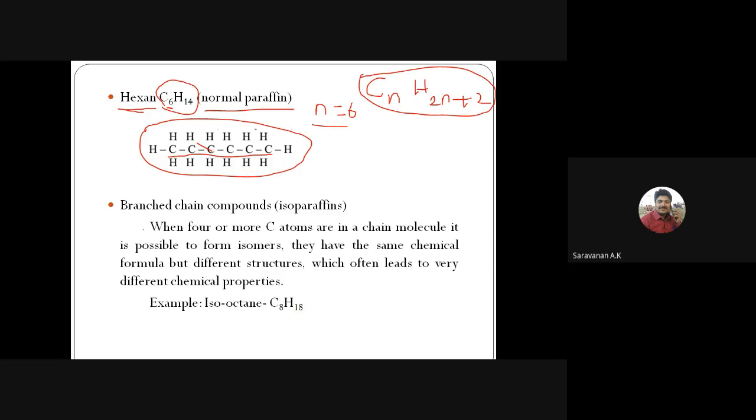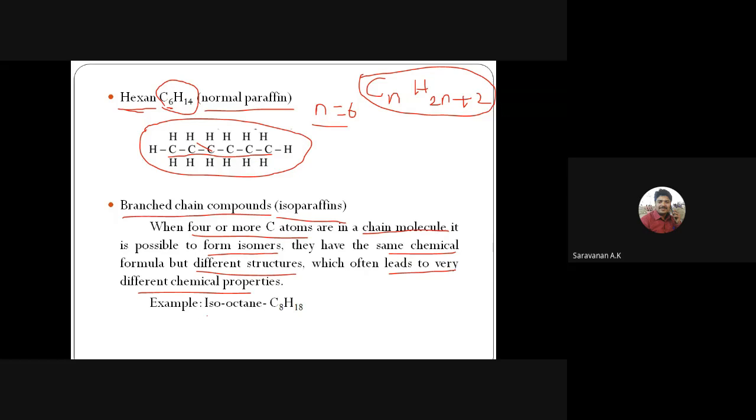Then the second one is how the atoms are arranged: the branched chain compounds, called isoparaffins. If it is a straight chain compound, it is called normal paraffin. If it is a branched chain compound, it is called an isoparaffin. When there are four or more carbon atoms in the chain molecule, it is possible to form isomers. They have the same chemical formula but different structures, which leads to very different chemical properties.